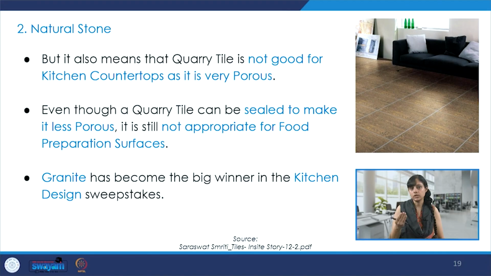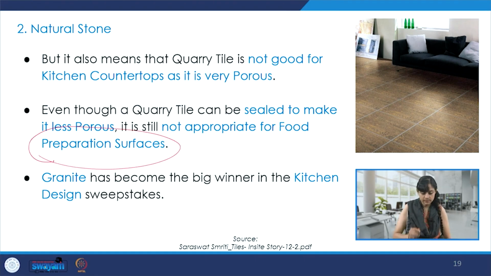So it also means that quarry tile is not good for kitchen countertops as it is very, very porous. So one has to select and see where the application has to happen. Even though a quarry tile can be sealed to make it less porous, it is still not appropriate for food preparation surfaces. So at least for kitchen design and the kitchen food preparation area, granite has become a big winner and it's quite recommended.